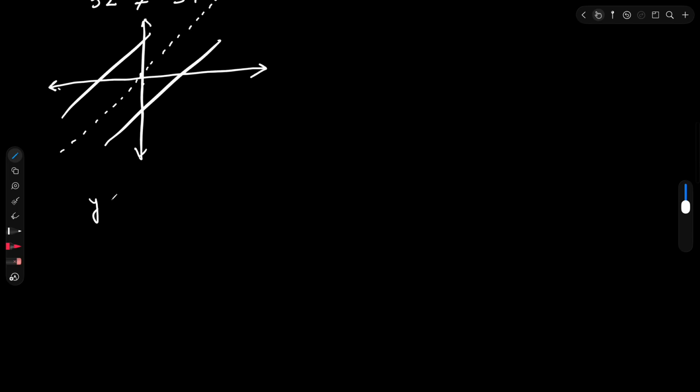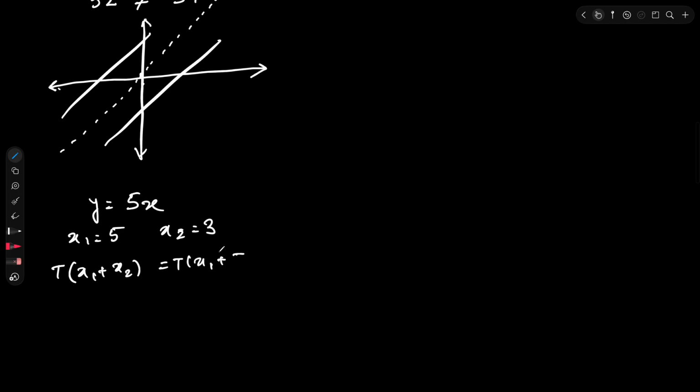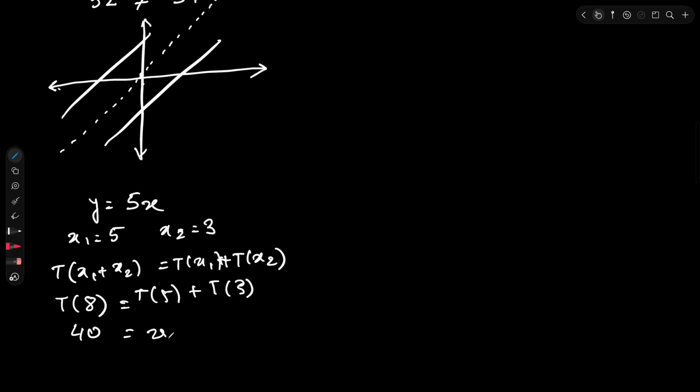But suppose we take y equals 5x. Now if we take x1 equals 5 and x2 equals, suppose, 3, so T of (x1 plus x2) equals T of x1 plus T of x2. That is, T of 8 equals T of 5 plus T of 3, and if you check it, you will find that T of 8 is 40, T of 5 is 25 and T of 3 is 15, and that becomes 40 equals 40. So this is a linear function.